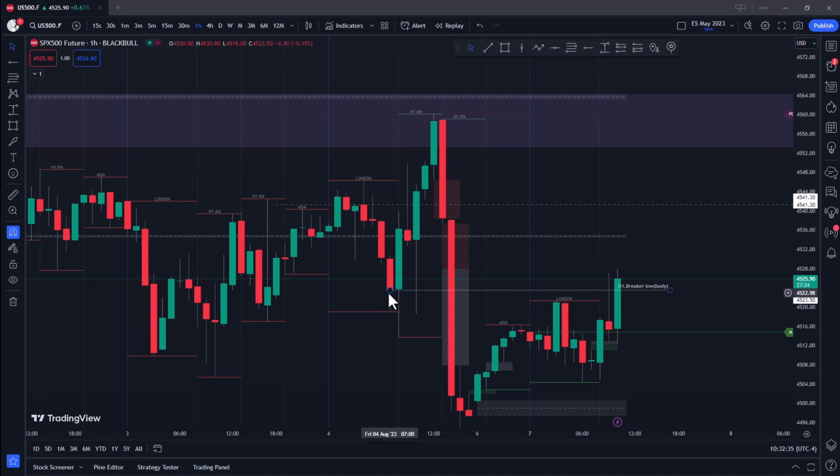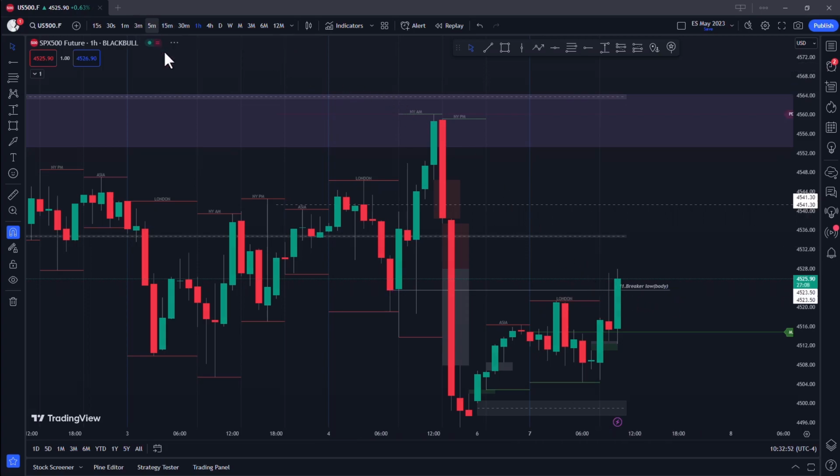The most sensitive part of a breaker to me is the same portion of price action as for an order block entry, which is the body of the low. I drew that out in price and labeled it as H1 breaker low, in brackets, body.